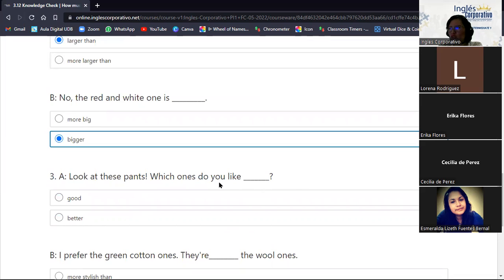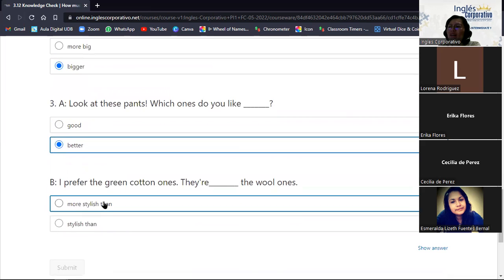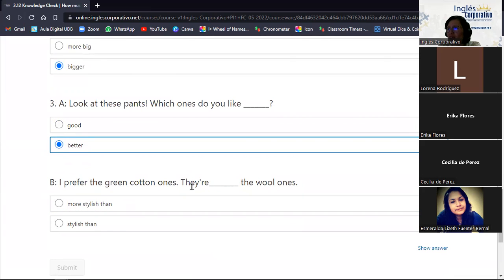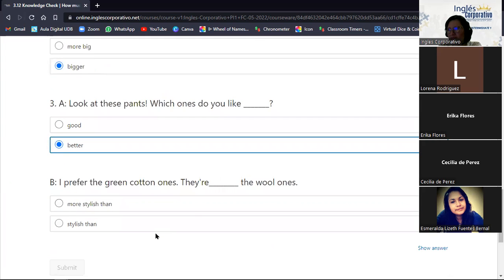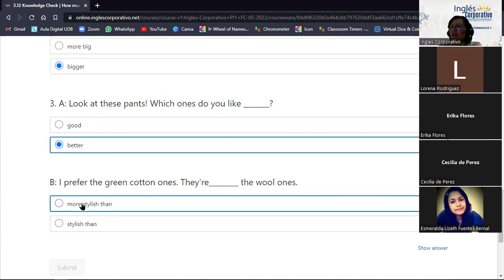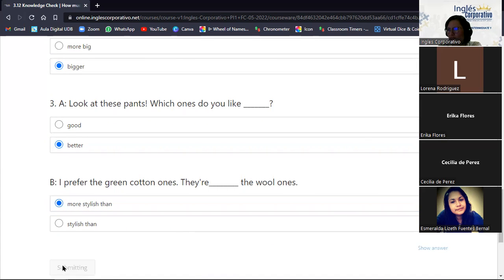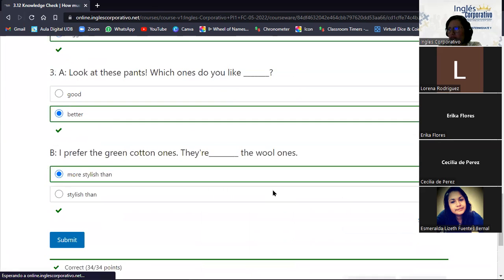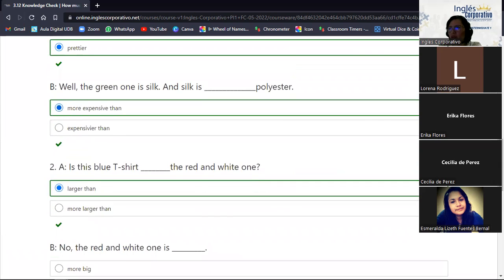Look at these pants. Which ones do you like, good or better? Better. Very good. Well, I prefer the green cotton ones. They're more stylish than or stylish than? More stylish than. Well, let's go ahead and check, right, if we got our sentences correct. And yes, we did. Okay, sí lo logramos.